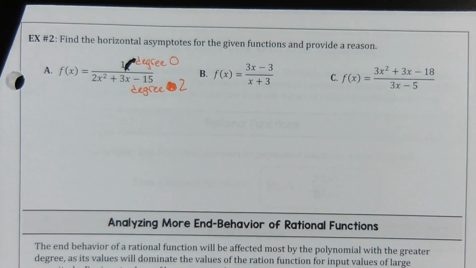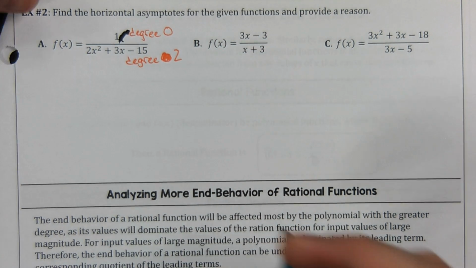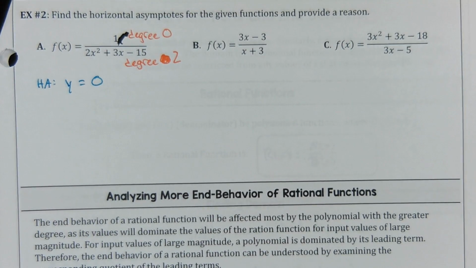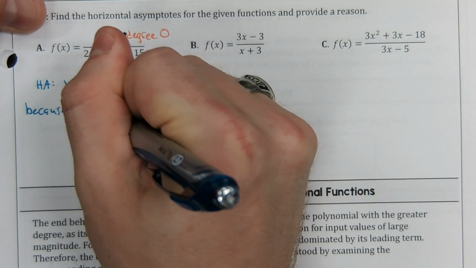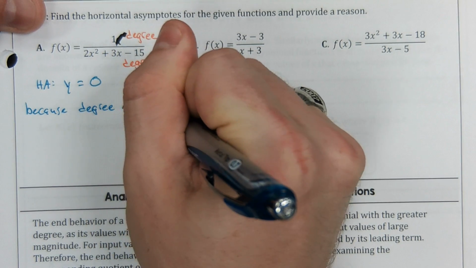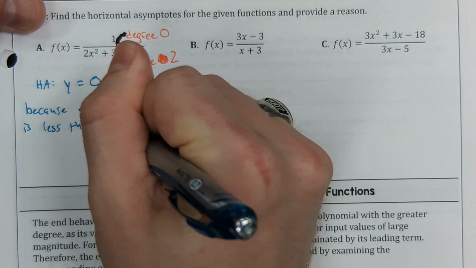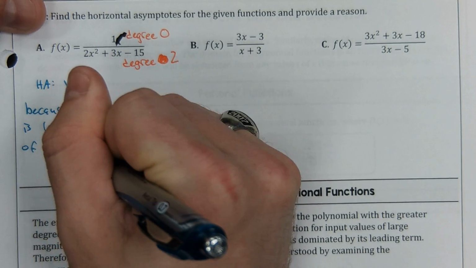It's degree 2. Anyway, how do we know we have a horizontal asymptote? We know we have a horizontal asymptote because it's not a top-heavy function. What kind of horizontal asymptote do we have? y equals 0 is the horizontal asymptote. Why is y equals 0 the horizontal asymptote? Because the degree of the numerator is less than the degree of the denominator.